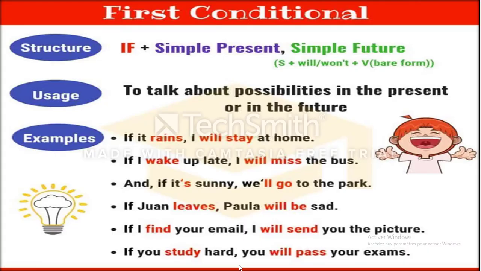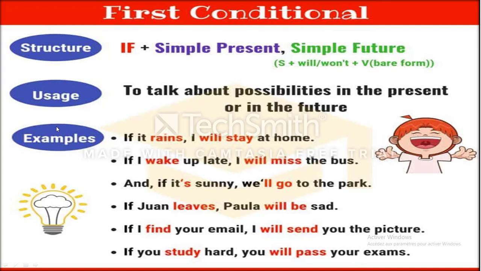Let's move to the first conditional. We have the structure here: if plus present simple, future simple. Future simple could be will or won't, or will not, plus the base form, which means the verb infinitive. Why use the first conditional with present simple plus future simple? Remember, we use it to talk about possibilities in the present or in the future, something that could happen.